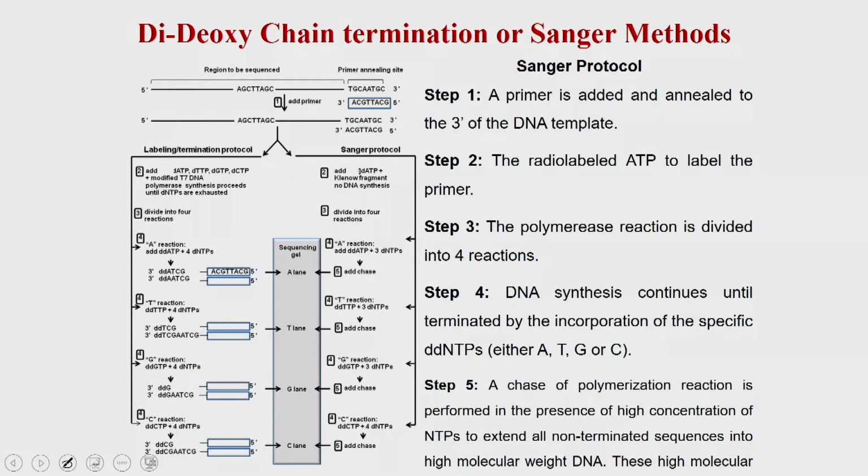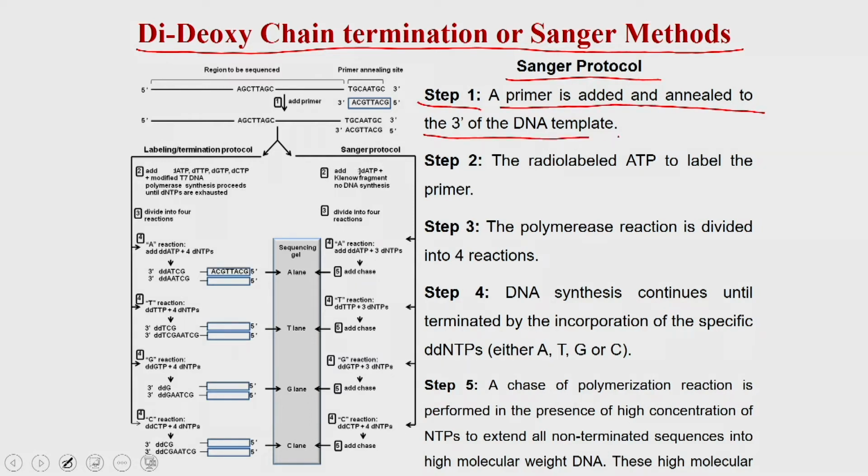So, in a typical dideoxy chain termination method, you can do this using 2 different protocols. One is called Sanger's original protocol, which Sanger developed. In step 1, you add a primer and let it anneal to the 3' end of the DNA template, which is the region you have to sequence.